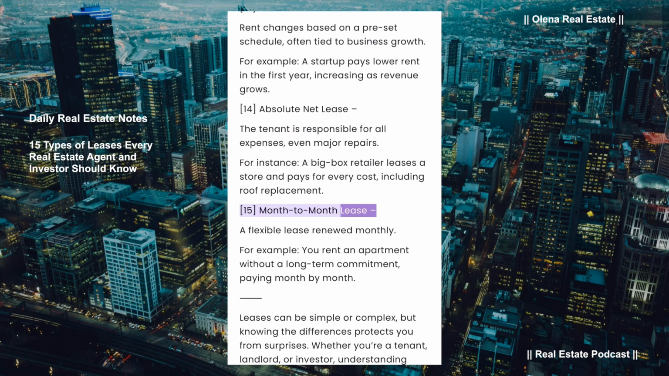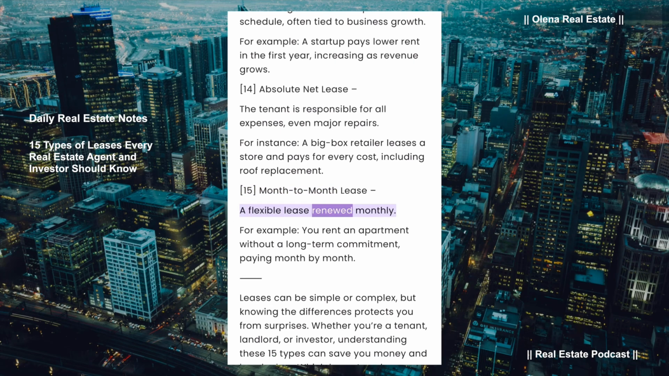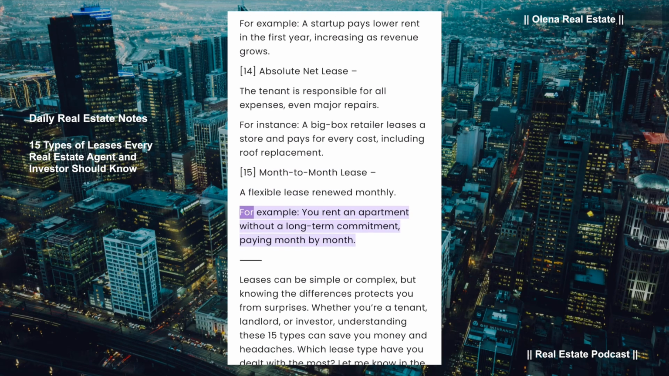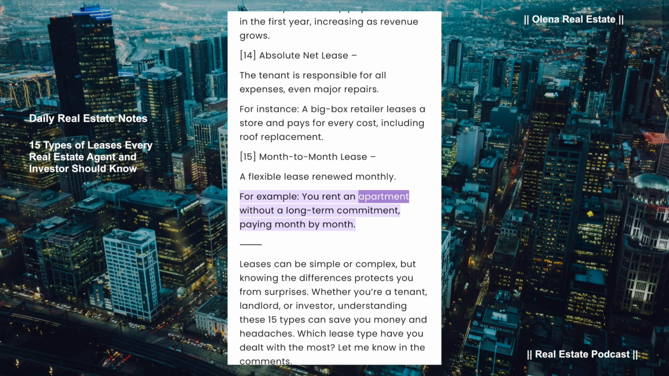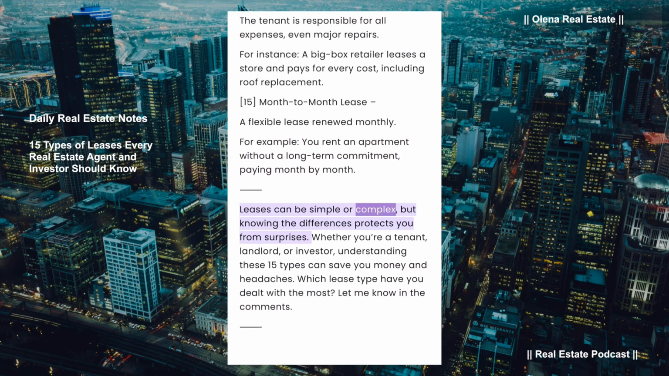Month-to-month lease. A flexible lease renewed monthly. For example, you rent an apartment without a long-term commitment, paying month by month. Leases can be simple or complex, but knowing the differences protects you from surprises. Whether you're a tenant, landlord, or investor, understanding these 15 types can save you money and headaches.